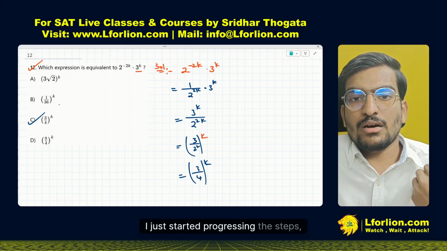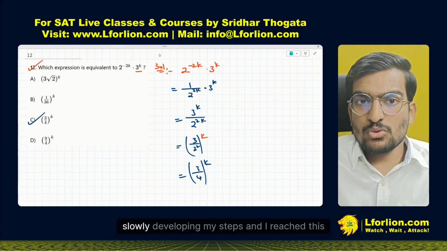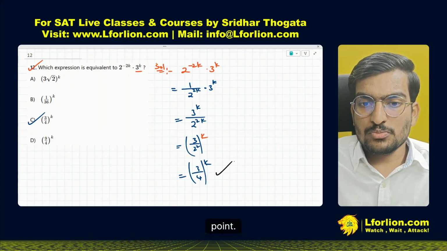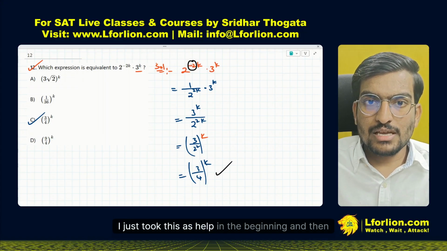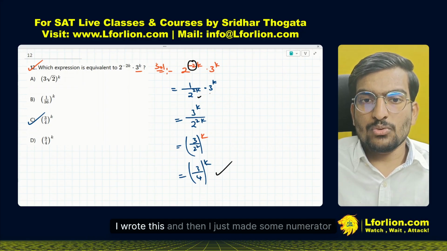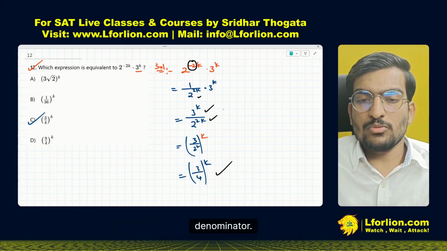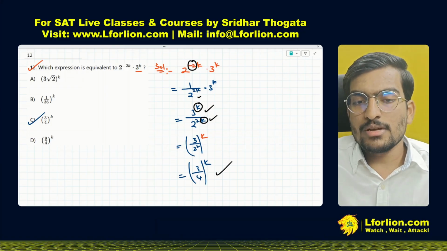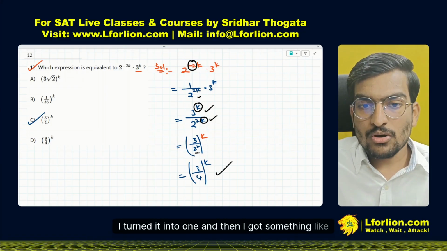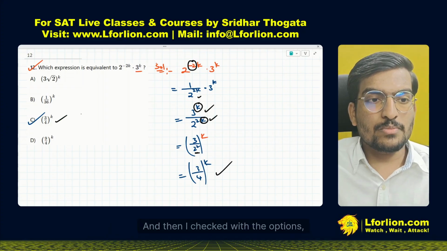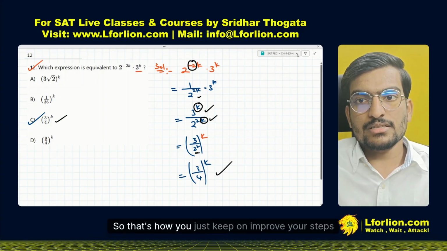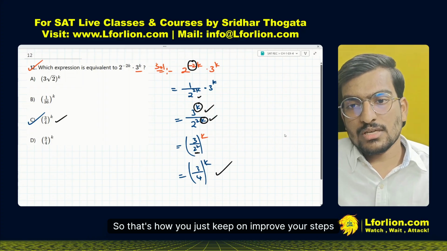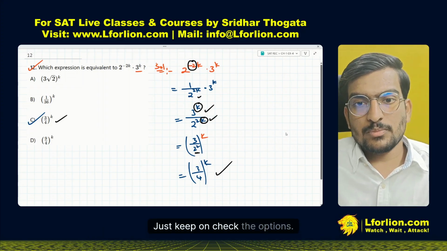Even I don't know I'm going to get the value this way. I just started progressing the steps, slowly developing my steps, and I reached this point. I took this as help in the beginning, and then I wrote the numerator and denominator. I saw the exponent k is common, I turned it into one, and I got something like this, and then I checked with the options, and it's matching. So that's how you keep improving your steps, keep checking the options, and you reach the solution.